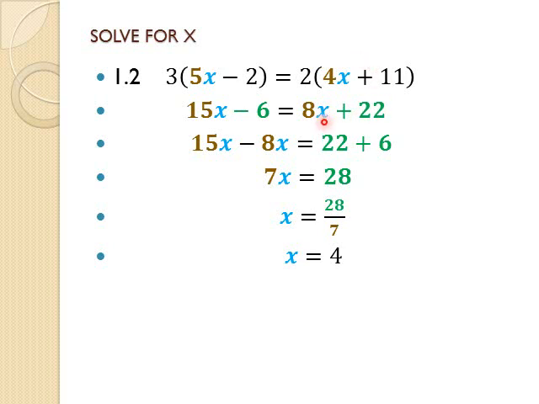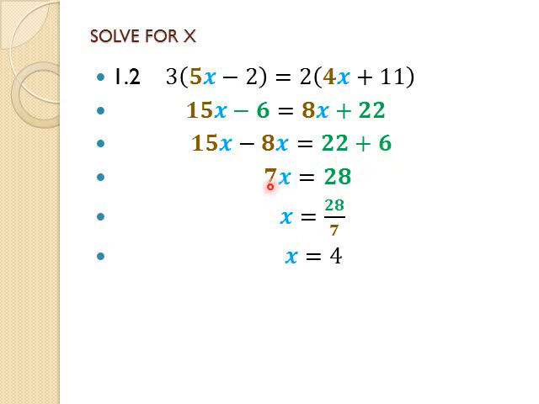Right, take all my x's to the same side. So if I have 8x, I take 8x across, I have minus 8x. So now 15x minus 8x, and that side I have 22. Take negative 6 over, it becomes plus 6. 15x minus 8x gives me 7x. 22 plus 6 would give me 28.